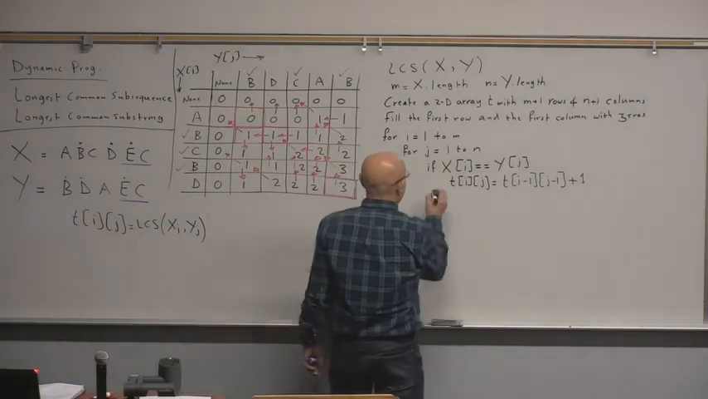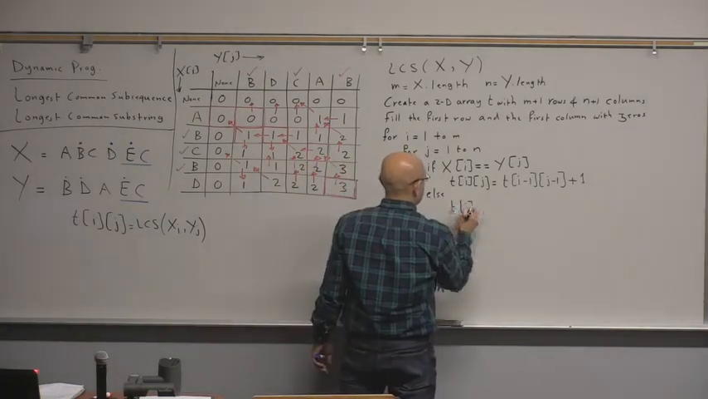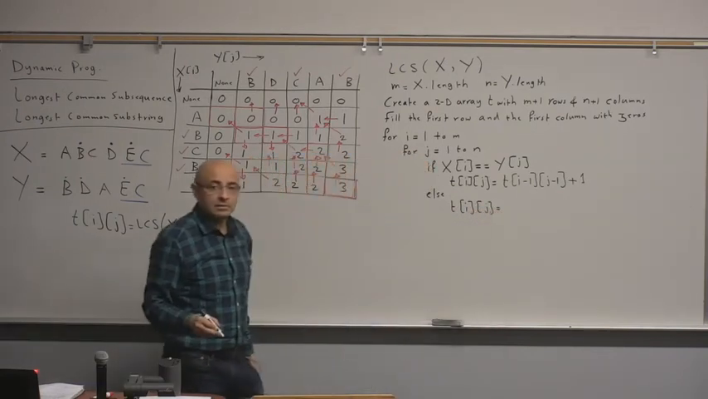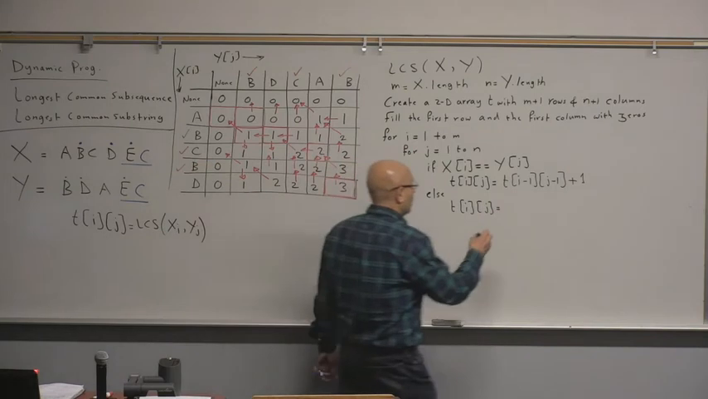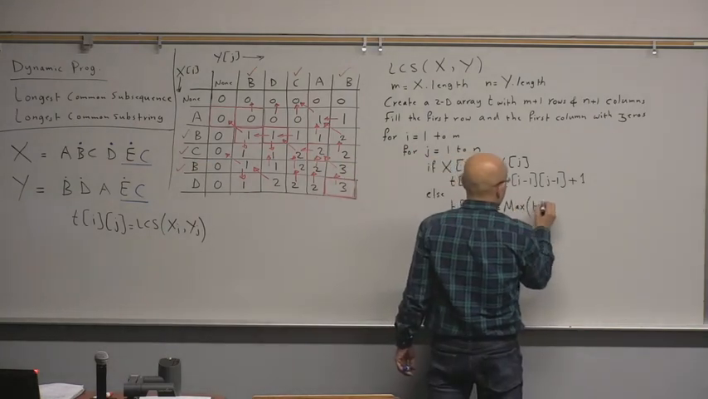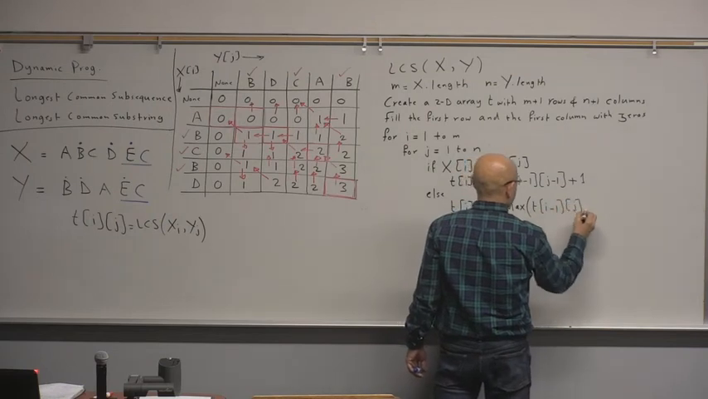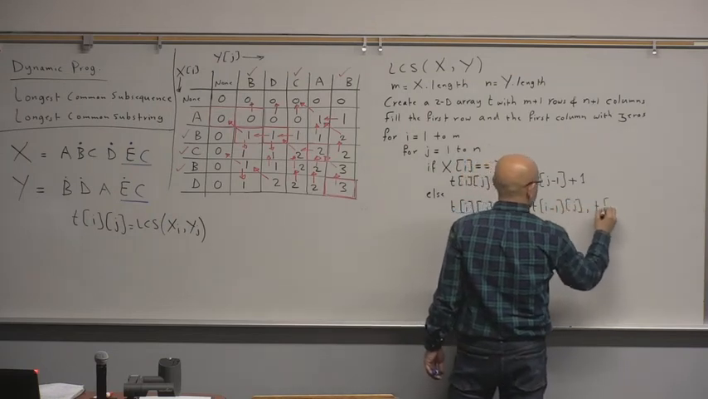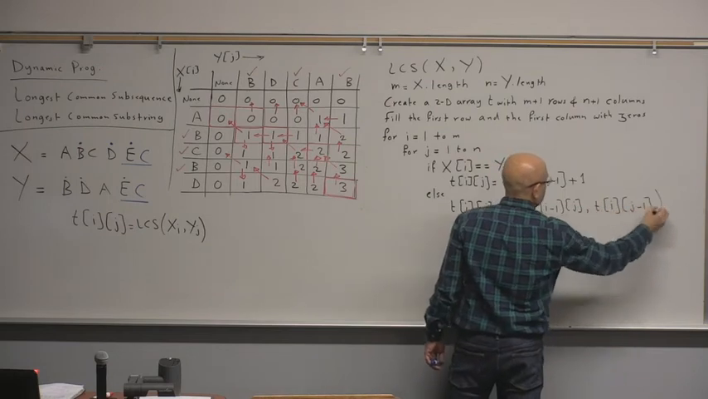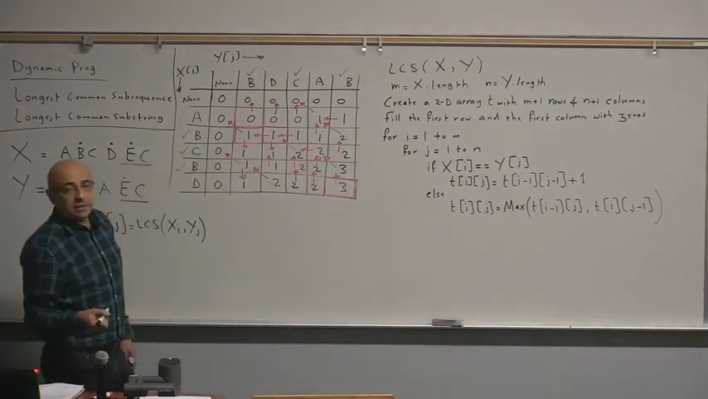Else, if they are not equal, then T of i and j equals the maximum of T of i minus 1 and j, and T of i and j minus 1. And that's it for building the table.